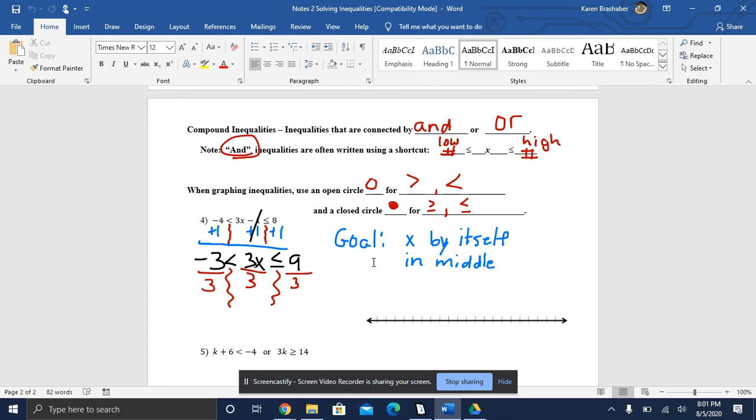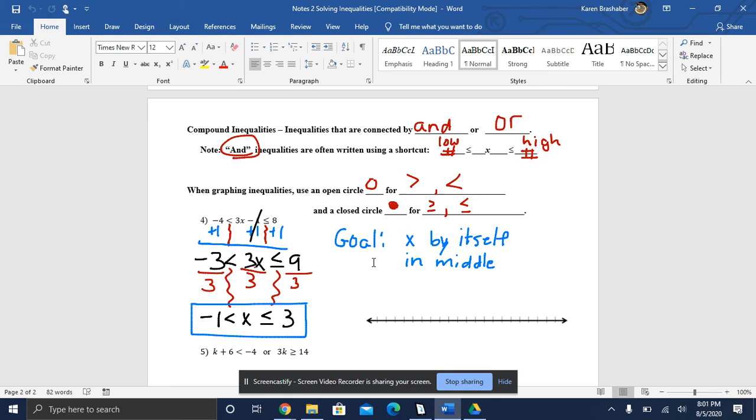So doing the division, I have negative 1, my inequality less than. 3x divided by 3 is just x. And then my inequality symbol less than or equal to, and then 9 divided by 3, which is 3. So you've reached your goal. You have x by itself in the middle. You could think of that as x in between negative 1 and 3.